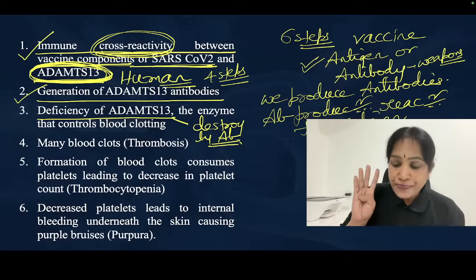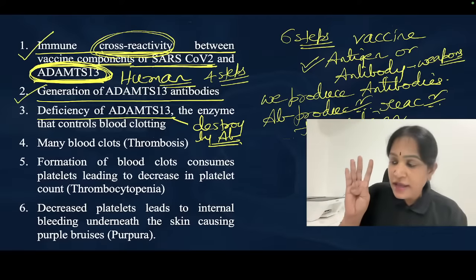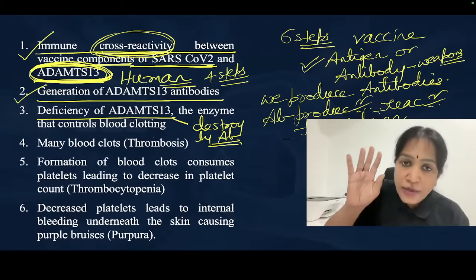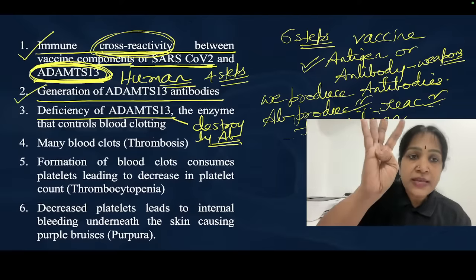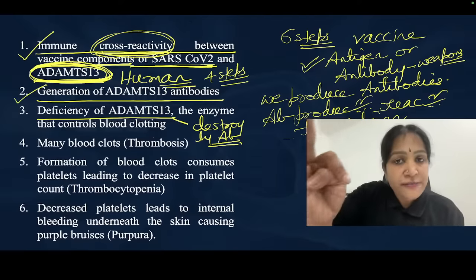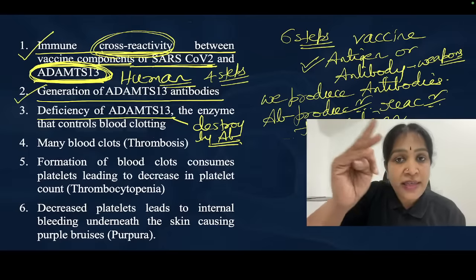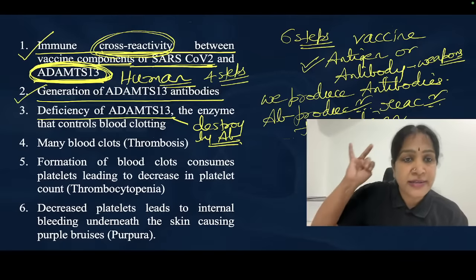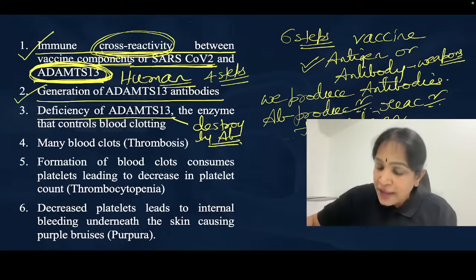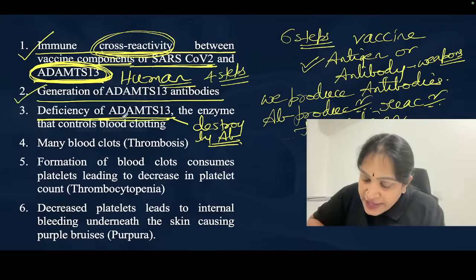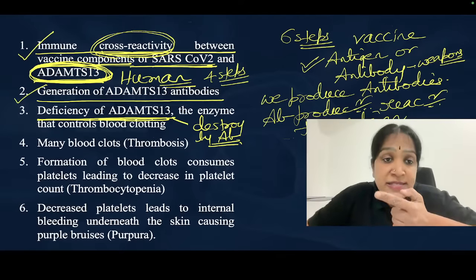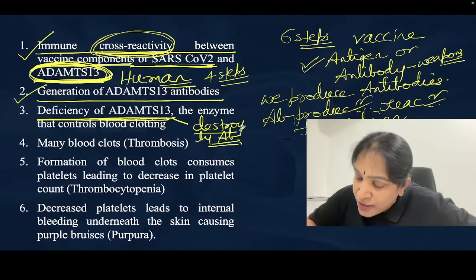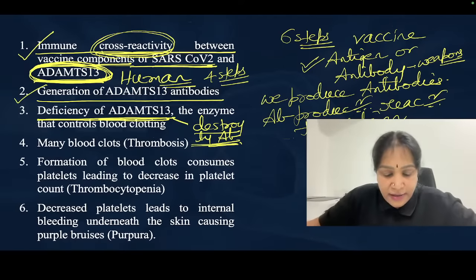Okay. So either you got the infection, you got COVID-19, or you got vaccinated: step 1. Step 2, antibodies for coronavirus are produced, but they also destroy ADAMTS13. So what happens? Deficiency of ADAMTS13. Lalita Prasad, why is ADAMTS13 deficiency occurring? Because it is being destroyed by that antibody. Is it clear?